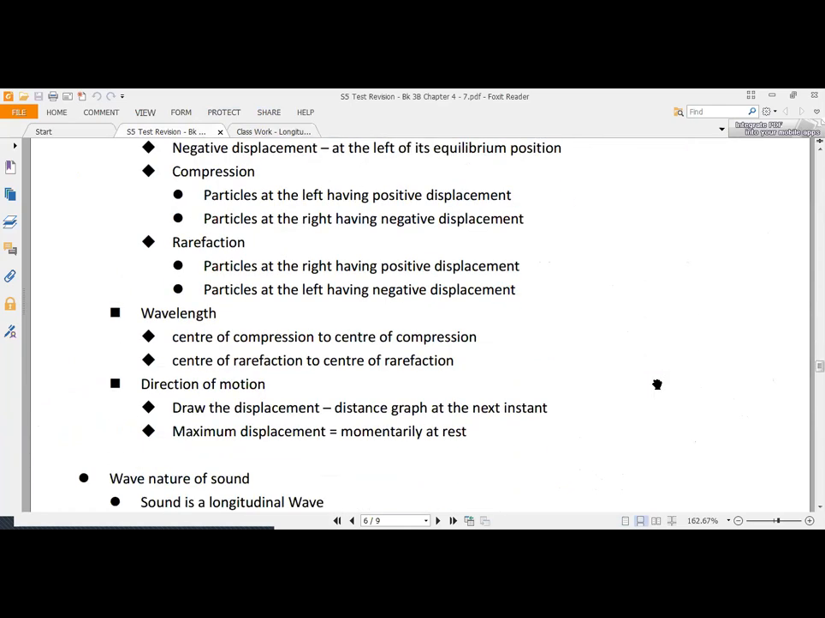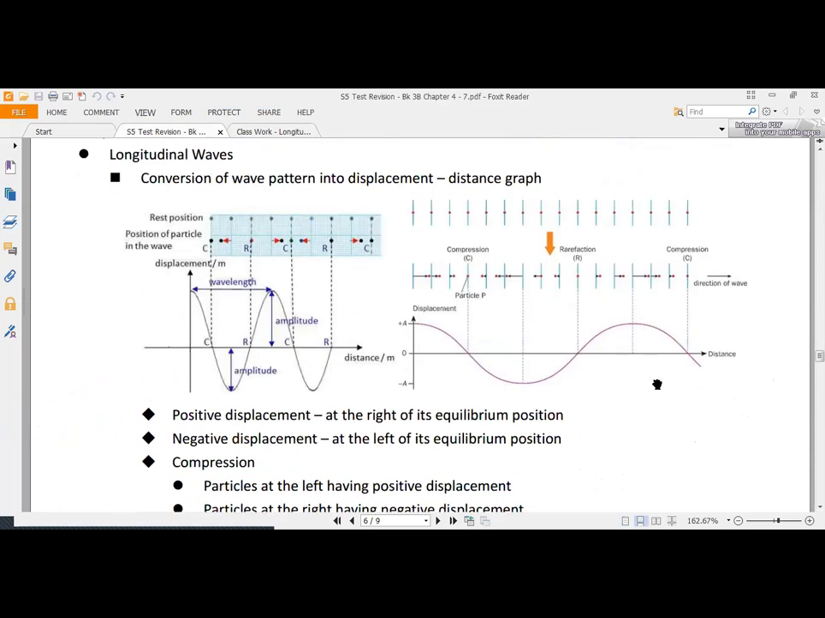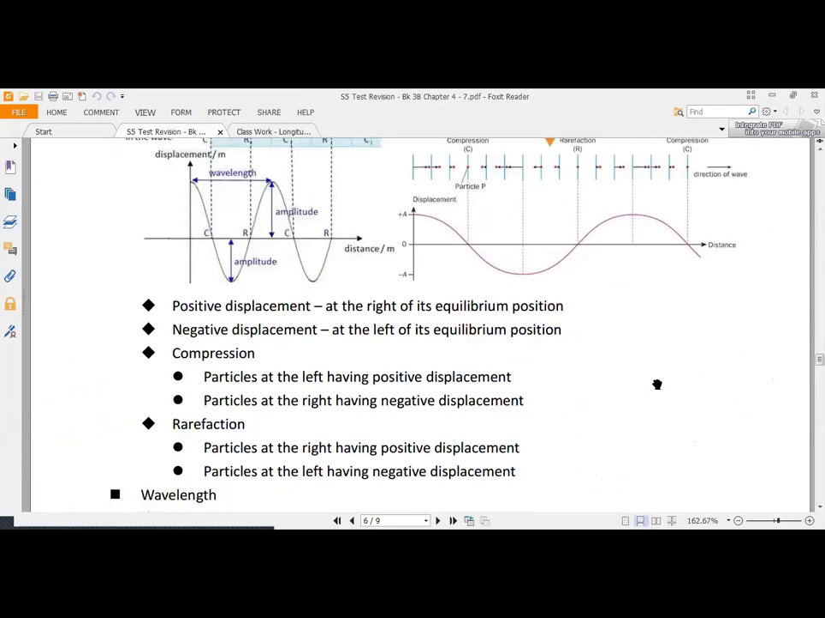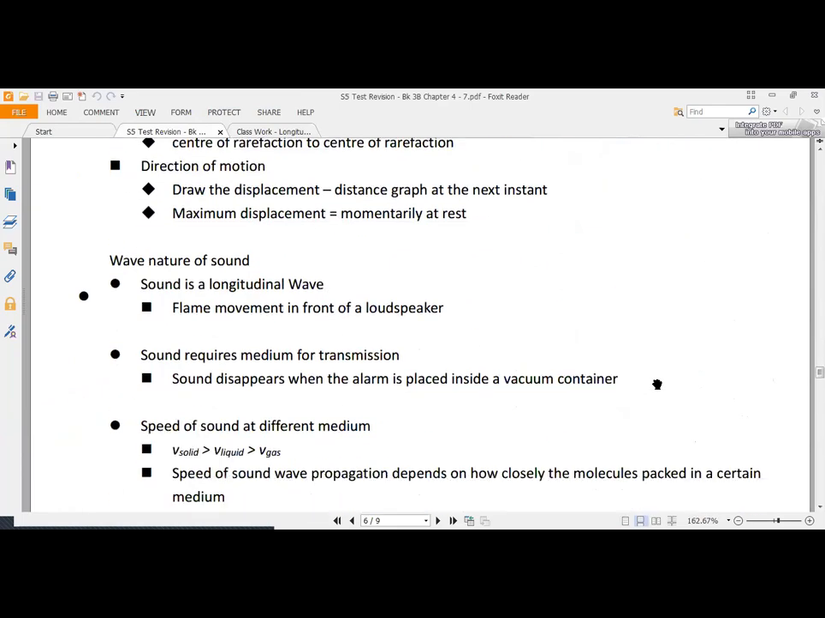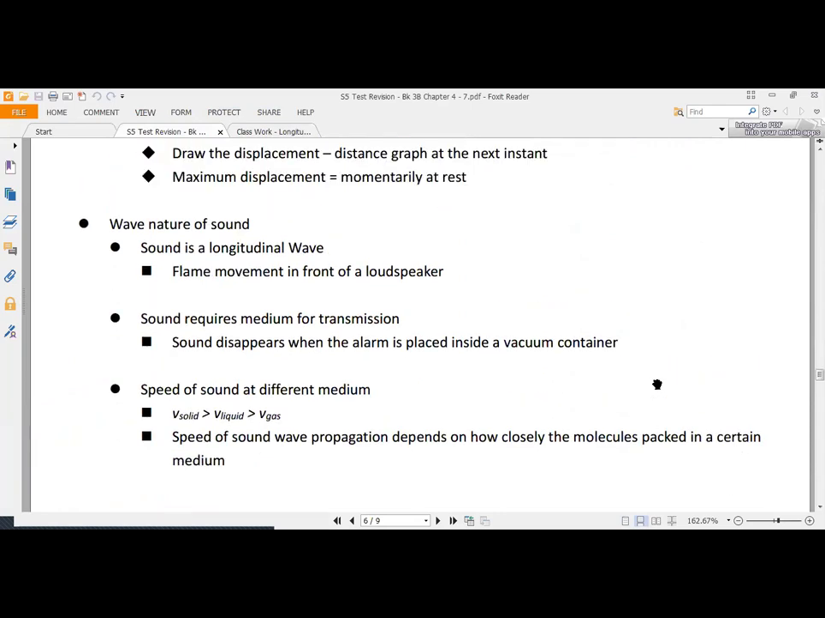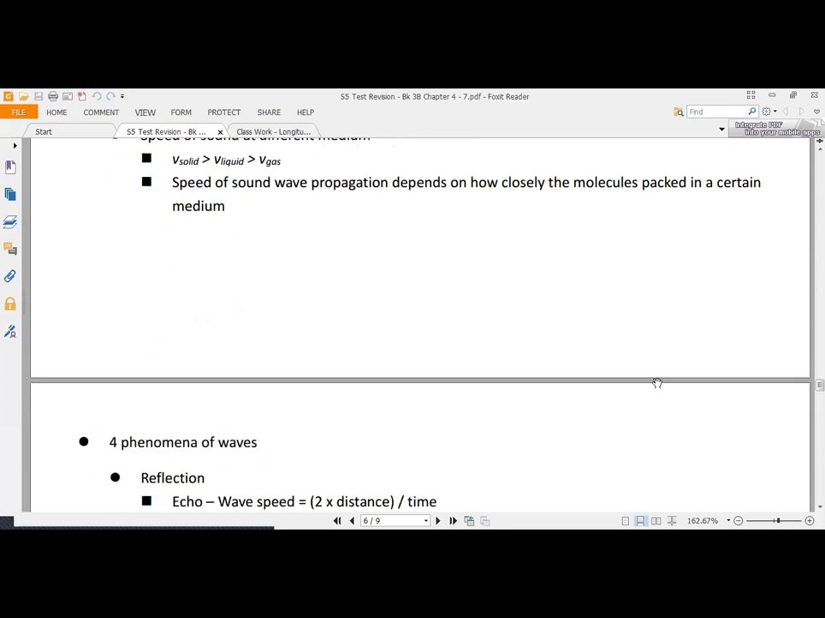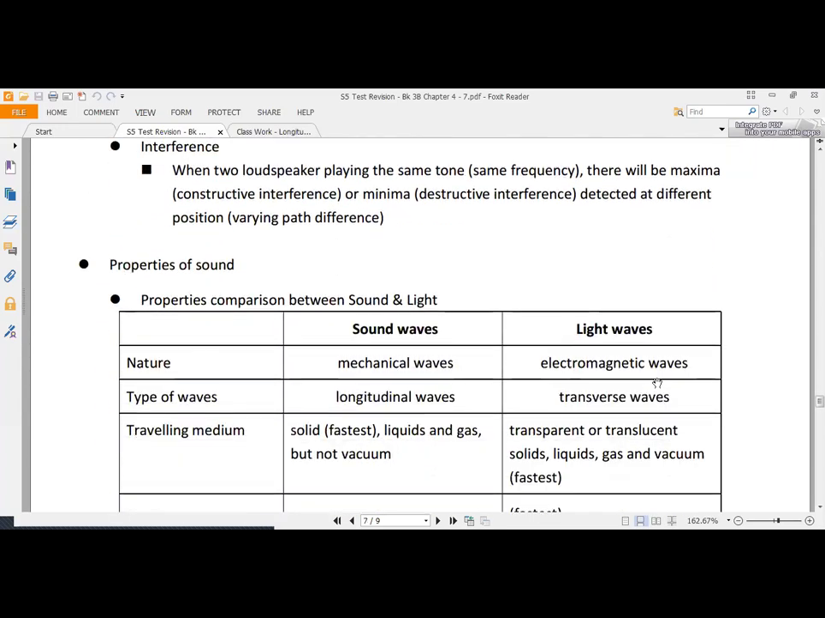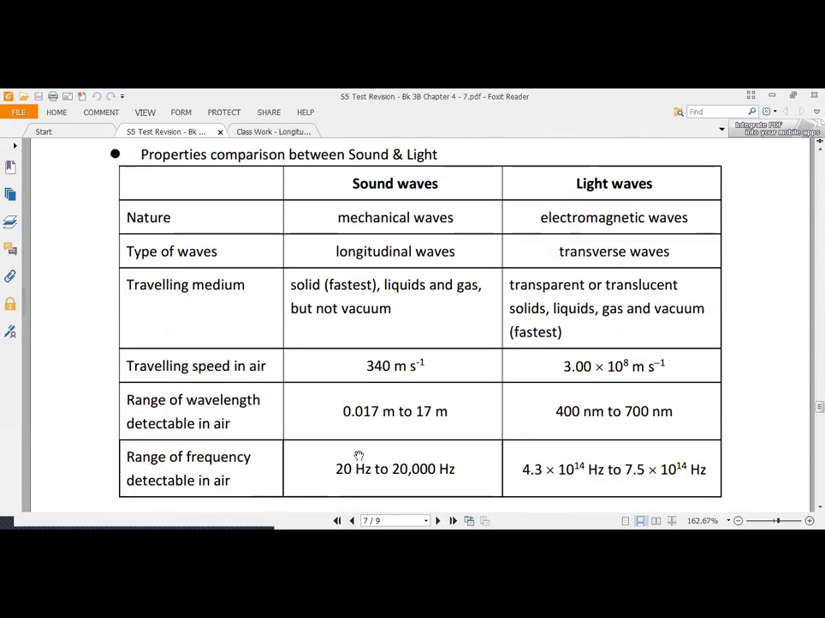All right, now this is the first part of chapter 7, longitudinal wave. When we talk about sound first, sound exhibits all the possible wave phenomena, including reflection, diffraction, refraction, interference. So you may study this on your own. And there's some property of the sound and light comparison, so you may refer to the notes here.